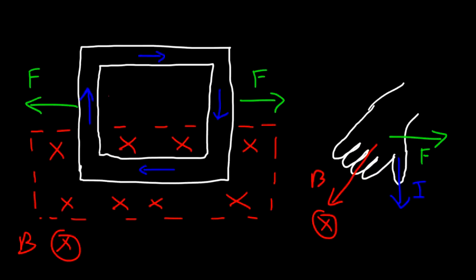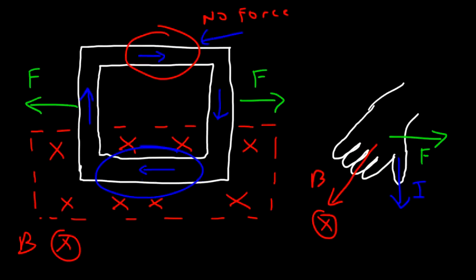Now, in the top part of the loop, there's no magnetic field in that region, so therefore there's no force. The net force is going to be based on this portion of the loop, because it's not balanced by this portion of the loop. If the entire loop was in a magnetic field, all the forces would cancel. But since it's not, this one will create a net force.